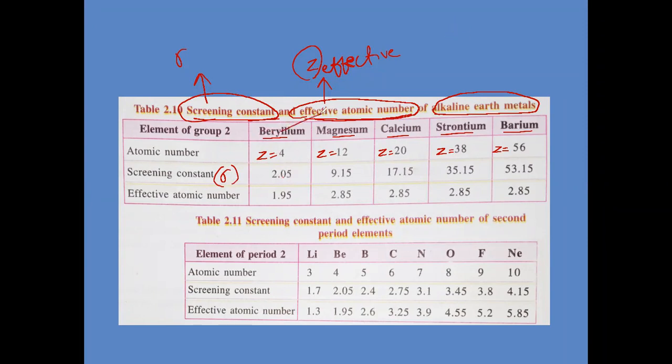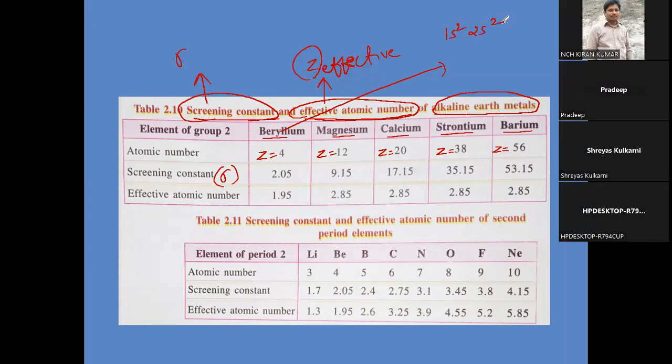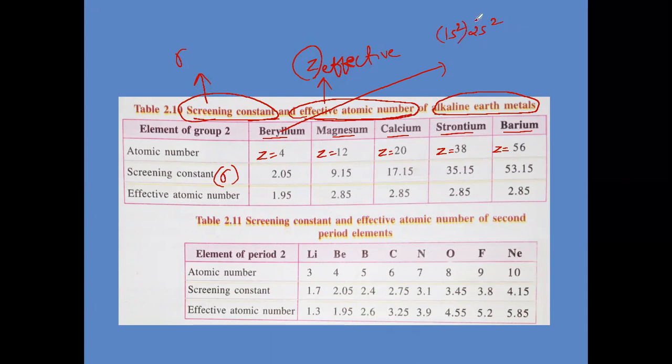Tell me now, suppose beryllium. What will the electronic configuration be? 1s2 2s2. Can we group into 1s and 2s separately? And in 2s, how many electrons are available? 2 electrons there. Now tell me, sigma value is equal to what? How many electrons remain here other than the selected one? 1 electron into 0.35. Other than the n orbit, the n minus 1 penultimate orbit has how many electrons? 2 electrons. 2 electrons into 0.85.